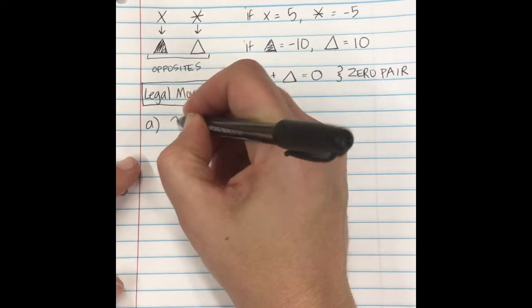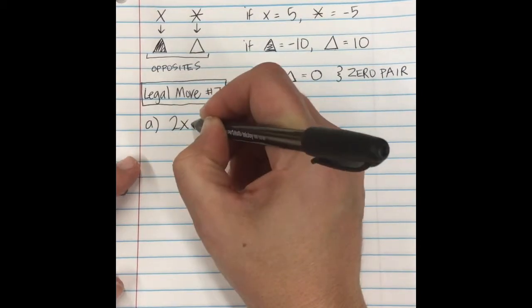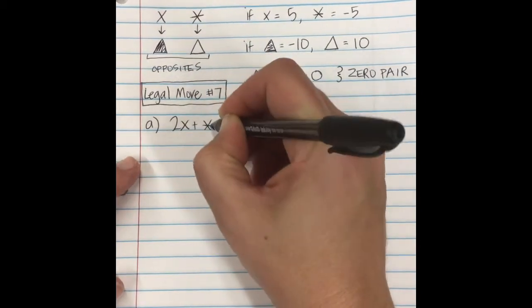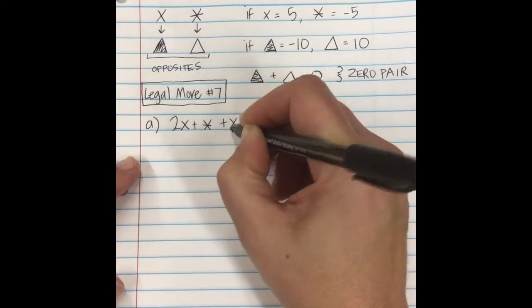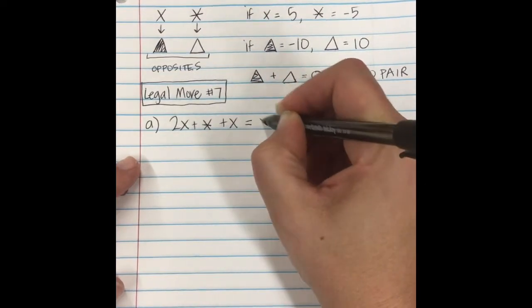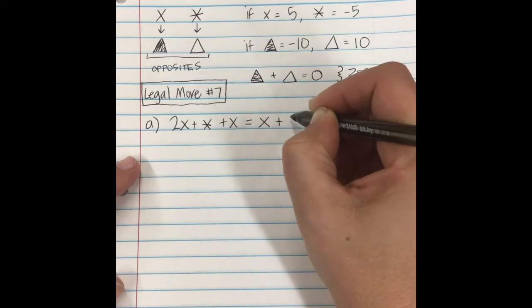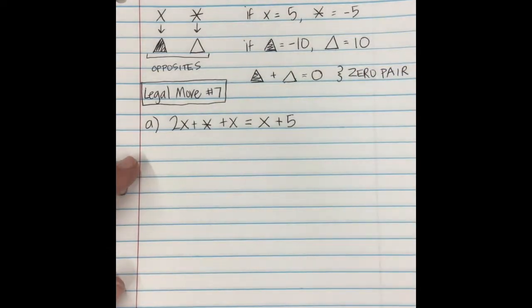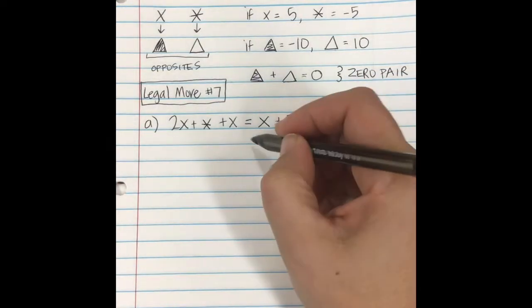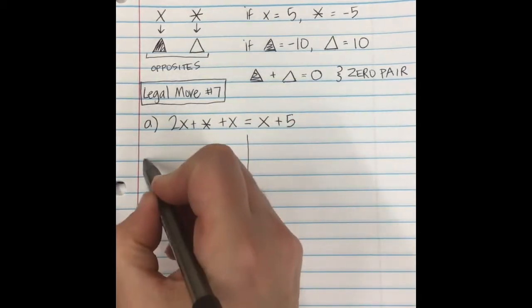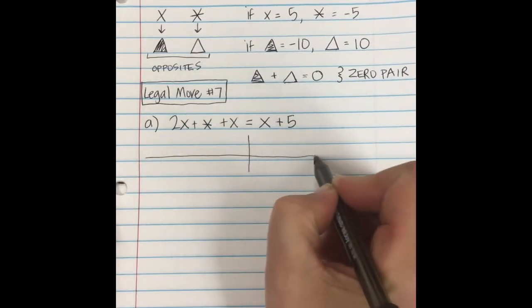Example A says 2x plus star plus x equals x plus 5. I'm going to make my scale with the middle down the equal sign.